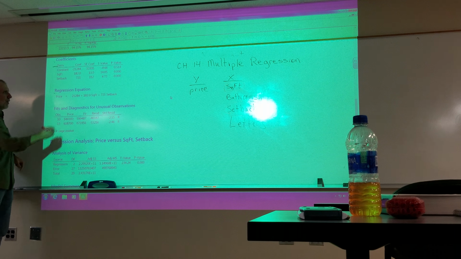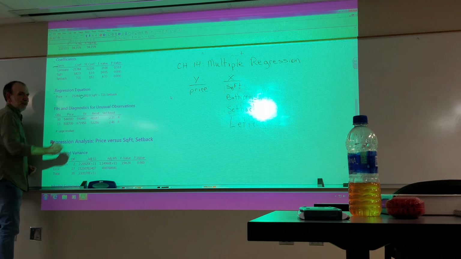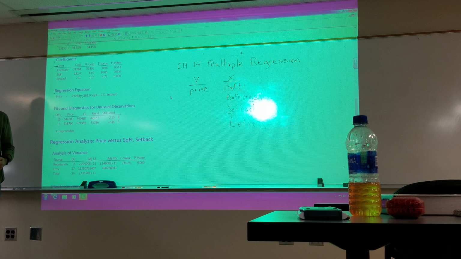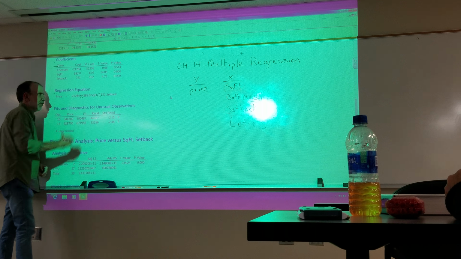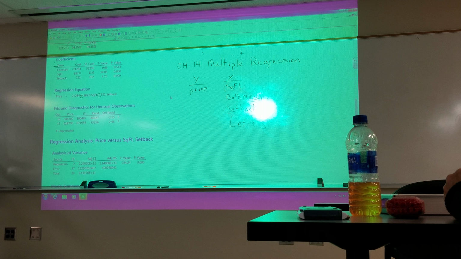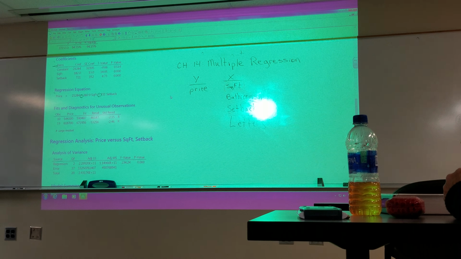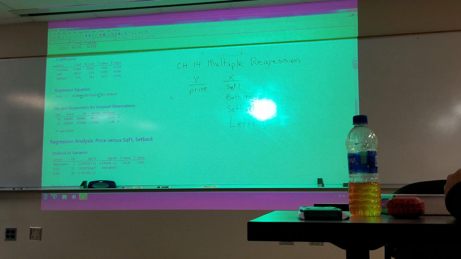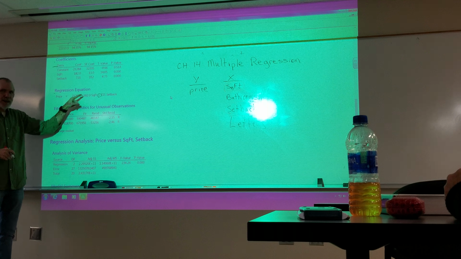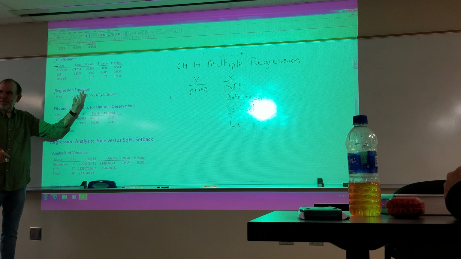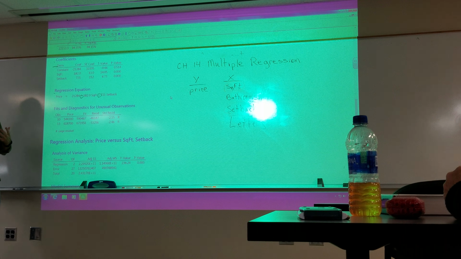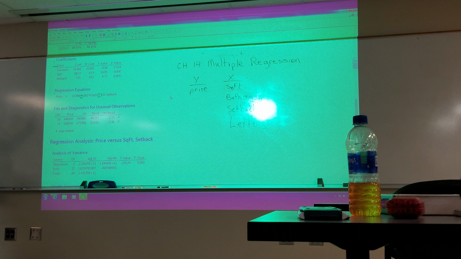Square footage has a plus sign on it, right? What does that indicate? Bigger house, bigger price. Setback also has a plus sign on it, right? What does that imply? More setback, more price. So far it's just like it was with one predictor. Look at your signs. That tells you whether this tends to make price go up or down. Both of these are positive, so both of these suggest they make price go up.